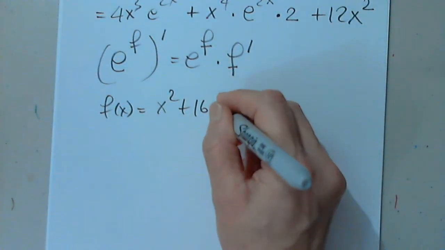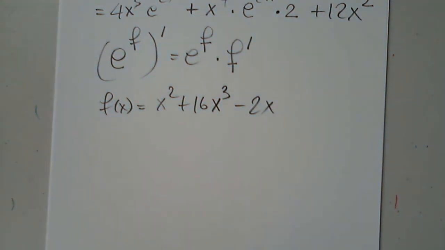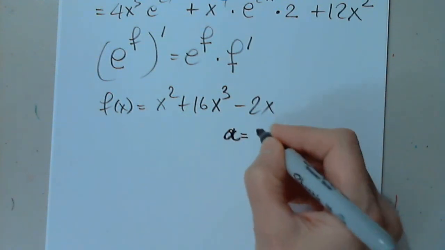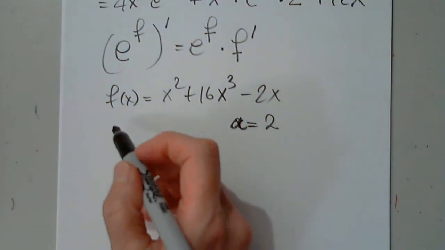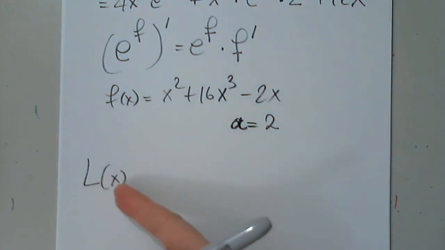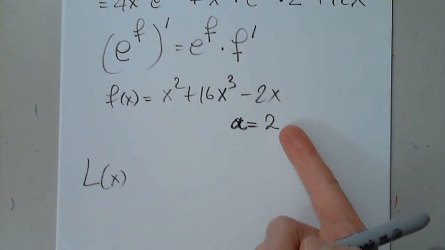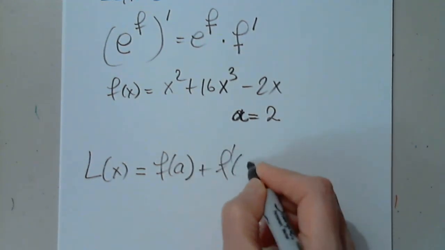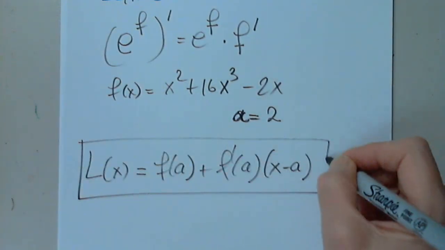Well, let's spice it up a little bit. x to the third minus 2x. And give me a value. Normally we call it a. Give me an a. 2. Good. So we want to find the linearization called uppercase L of x for this function when a is 2. Okay, so this is what we're going to write. f of a plus f prime of a times x minus a. That's the formula for linearization.